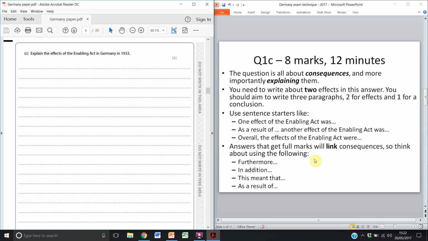And answers that will get the full 8 marks are ones that link the events to the consequences together. So try and think about using the following connective sentence starters and so on. So furthermore, in addition, this meant that, as a result of. And they're all phrases that you can use that will help you to make those links. Okay, now that's question 1C.